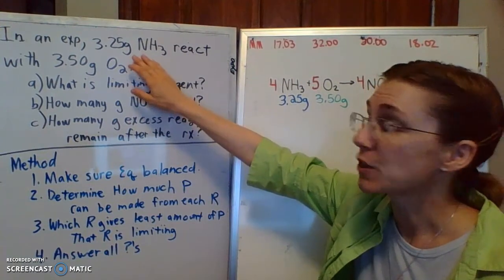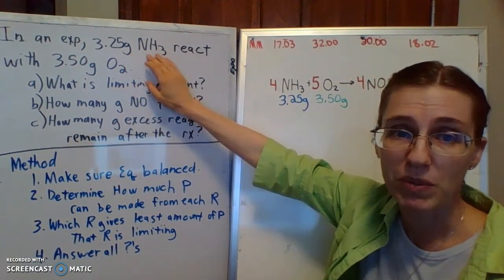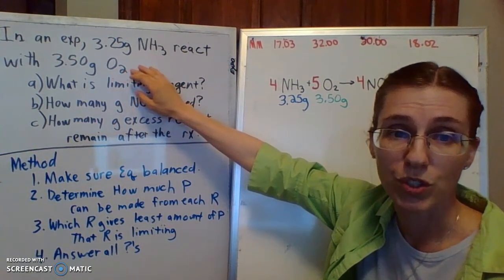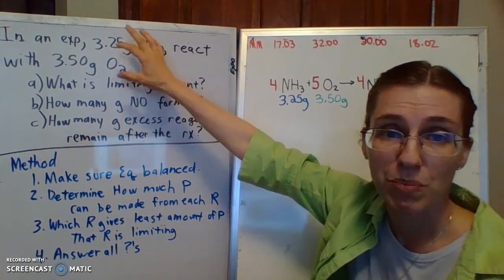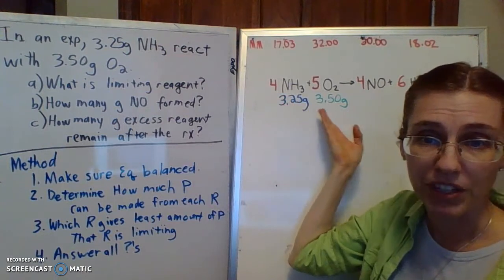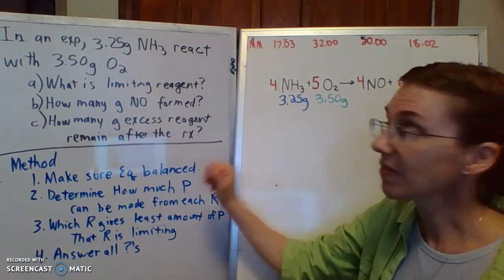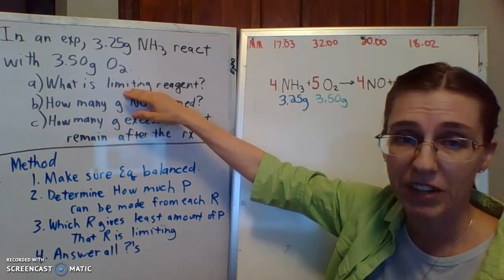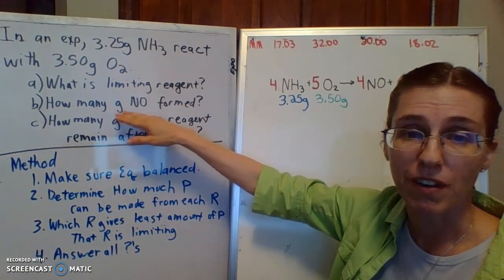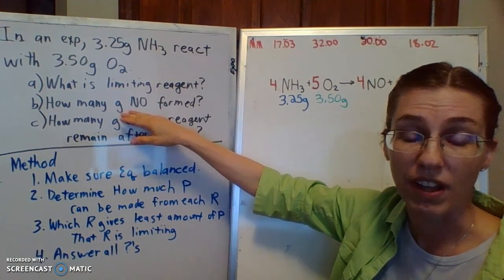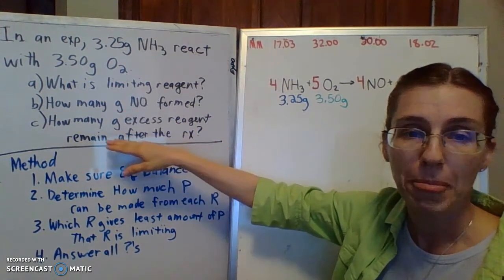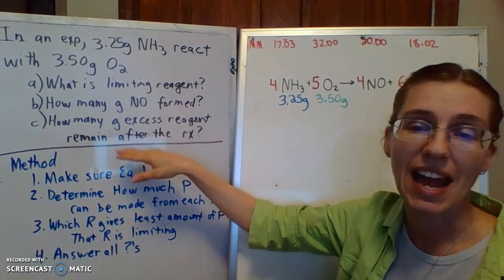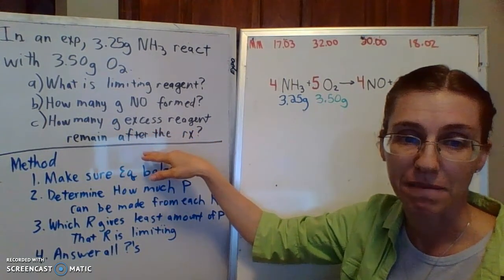It says here, in an experiment, we've got 3.25 grams of ammonia, and it reacts with 3.50 grams of O2. Now, I've already pulled out that information and put it on our chart here. The questions we are asked are: what's the limiting reagent? How many grams of the product NO happen to be formed? And how many grams of excess reagent remain after the reaction?